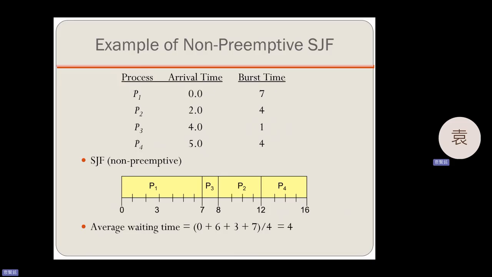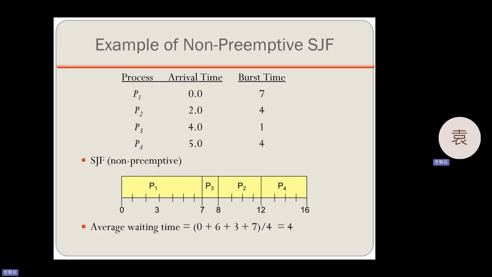Then we have P2 and P4. They have the same CPU burst, so either way is all right. Assume we use the smaller index first. So we schedule P2 from time unit 8 to 12, followed by P4 from time unit 12 to 16. Now the average waiting time will be 0 for P1 plus 6 for P2, because P2 started at time unit 8, but P2 arrived at time unit 2. So the waiting time is 8 minus 2, which is 6.